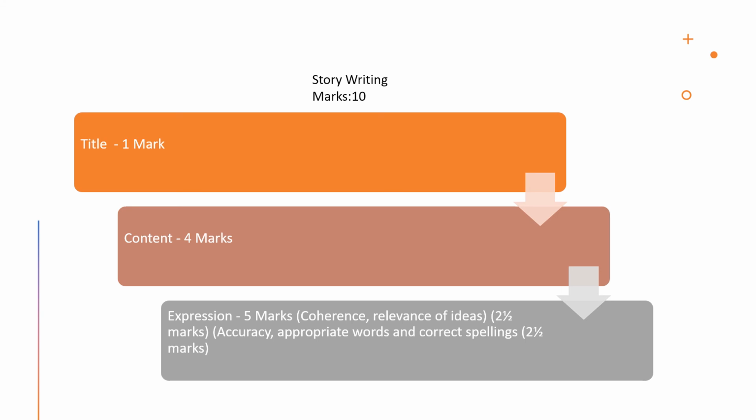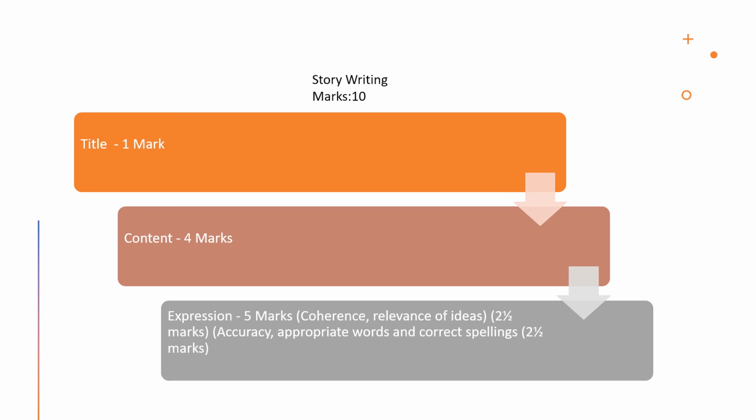Then expression, 5 marks here. Now 5 marks is broken into coherence, whether you are fluent or are you jumping from one thought to another and there's no connection between those. There's no proper sequencing. So keep that in mind. The ideas are relevant and things like that. Then 2.5 marks for accuracy, appropriate words, spellings. So like that, the marks are distributed.